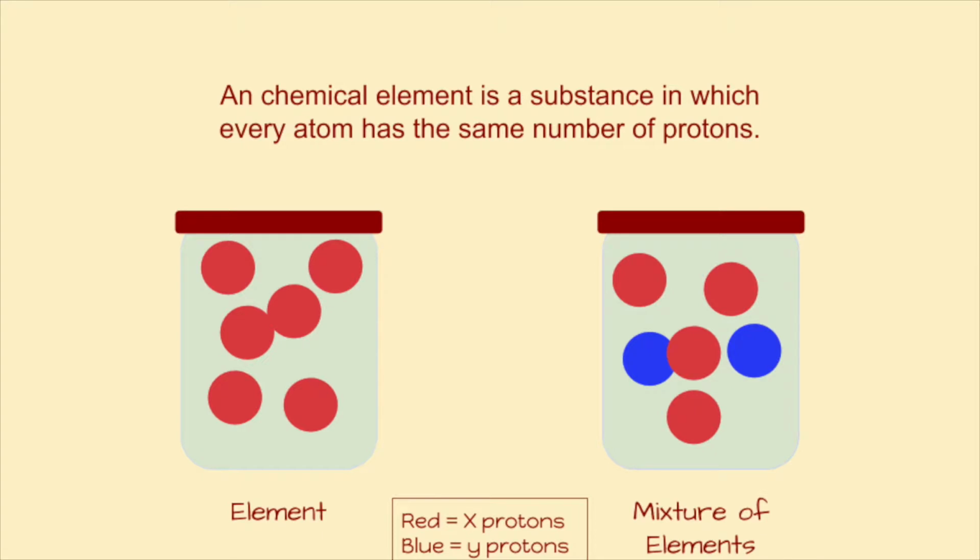Well, some of you might be wondering, what is a chemical element in the first place? Well, a chemical element is a substance in which every atom has the same number of protons. Imagine you have a jar with, let's say, 6 different atoms, and they all have the same number of protons in them. Let's say 3 protons in each. Those will be the same element. Now you have a jar with another 6 atoms, and some of them have 3, and some of them have 2 protons in them. Those will be a mixture of elements. There will be different elements from each other.